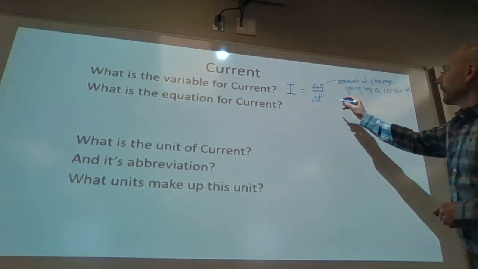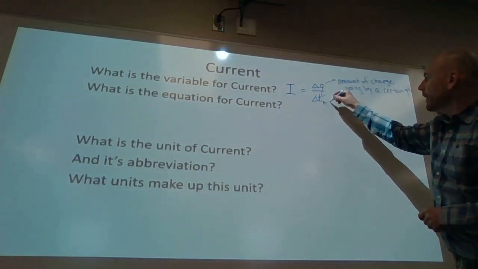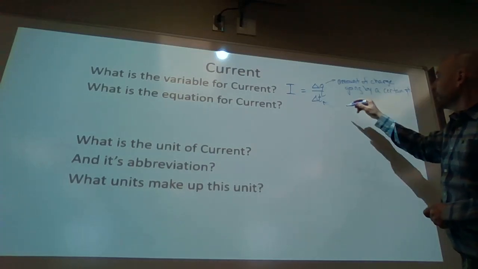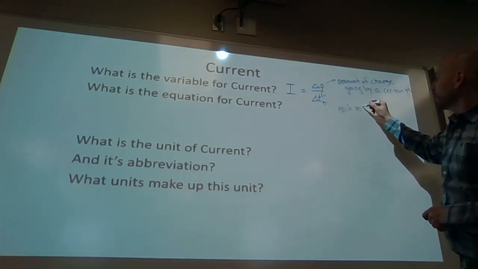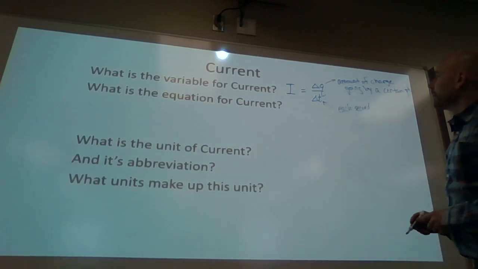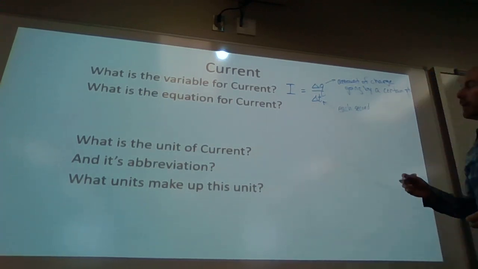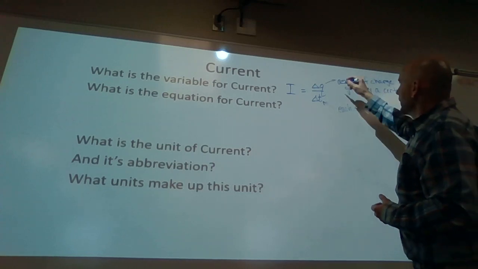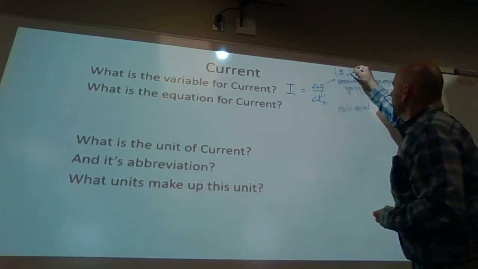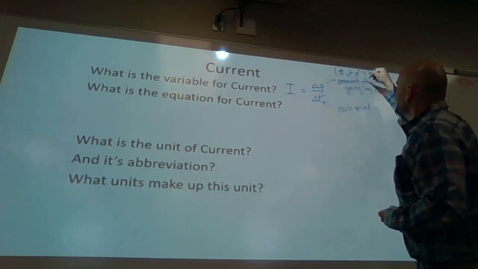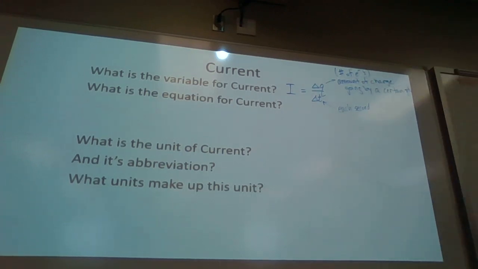Okay, and then over time is like each second, for a certain amount of time. A more digestible way to say a certain amount of charge is the number of electrons going by a certain point. Okay.